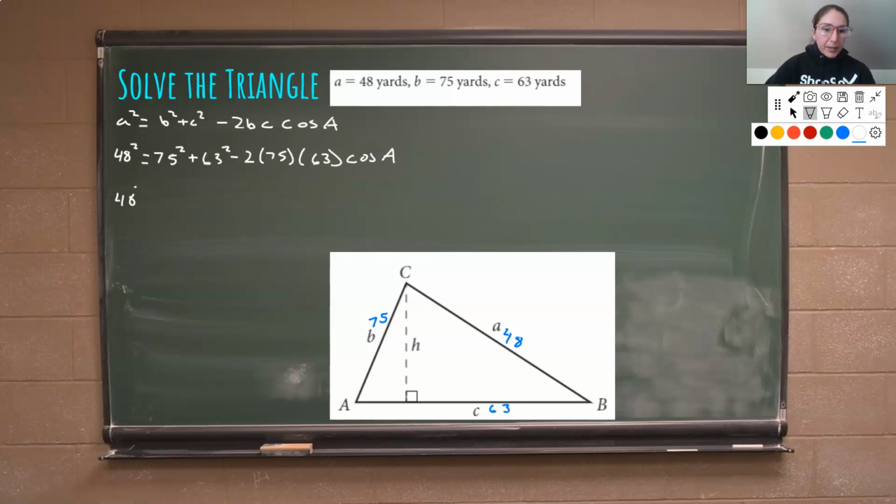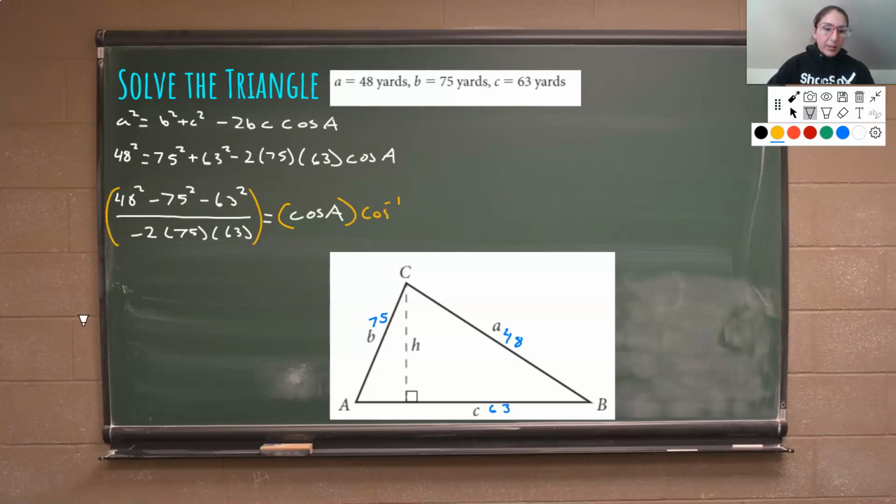So 48 squared, subtract 75 squared, subtract 63 squared. All of this is going to get divided by negative 2 times 75 times 63. That was basically all the algebra steps at once. Again, subtract this, divide by this piece. That gives us cosine A. And then we're going to hit both sides with an inverse cosine.